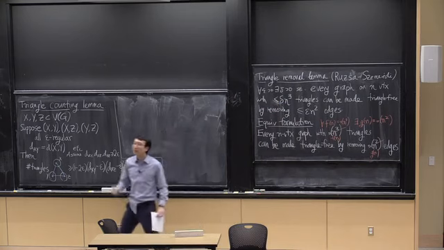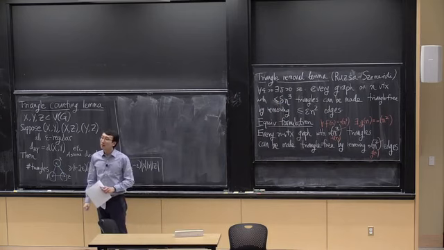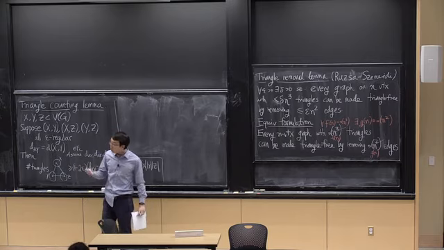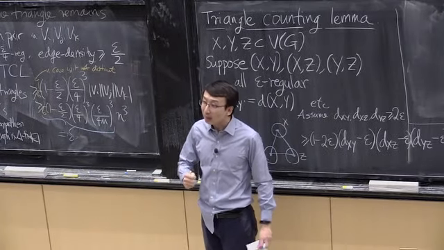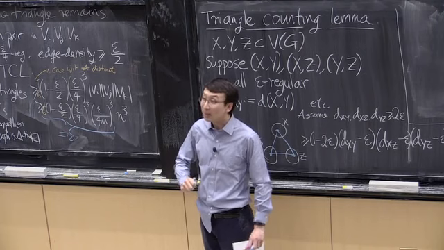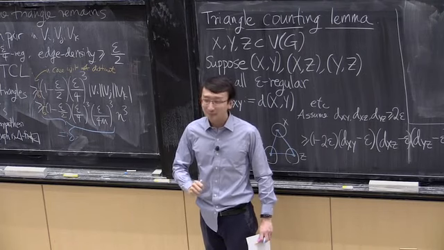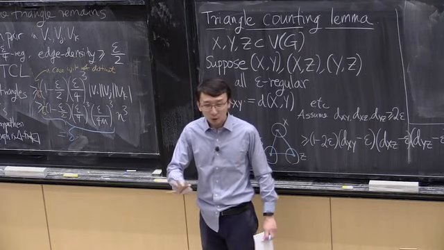Right. Yes? Is there a way to generalize the triangle counting lemma to a general graph? Okay, you're asking, is there a way to generalize the triangle counting lemma to a general graph? So yes, we will see that not today, but I think next time. Okay. Any more questions?